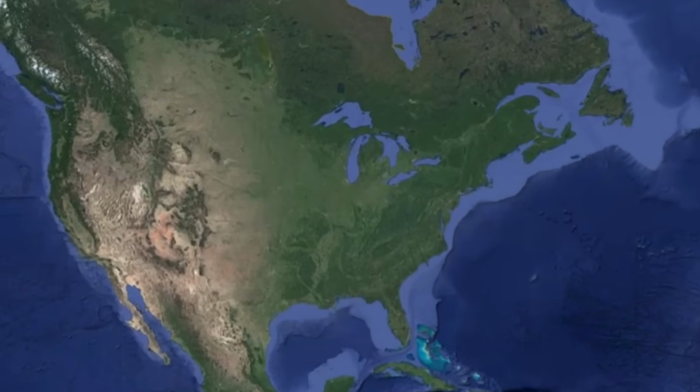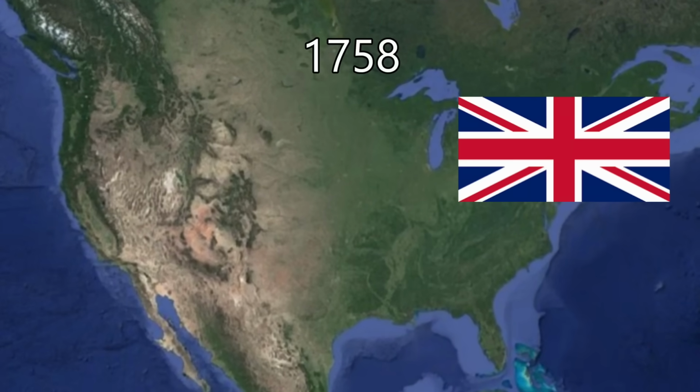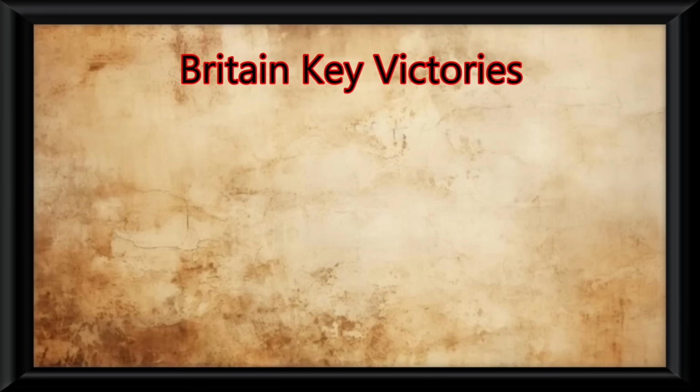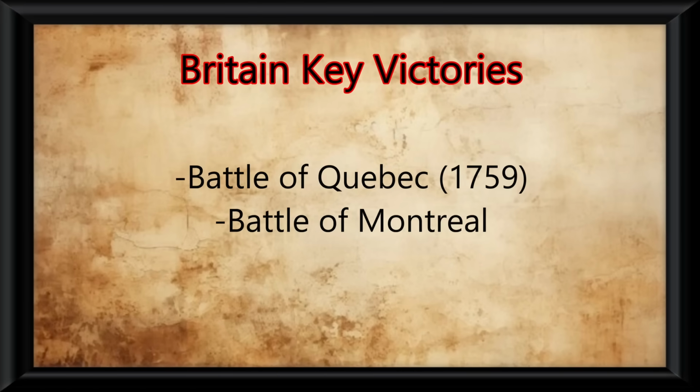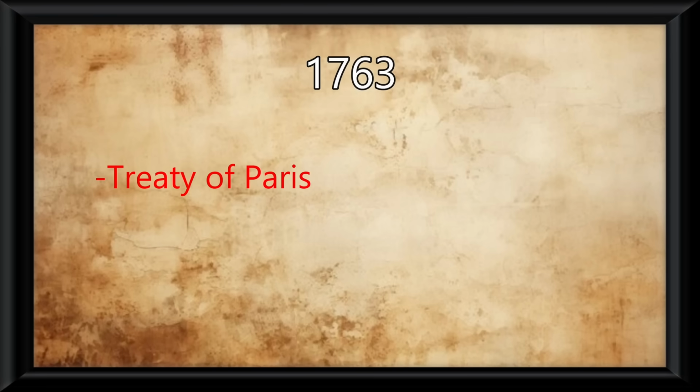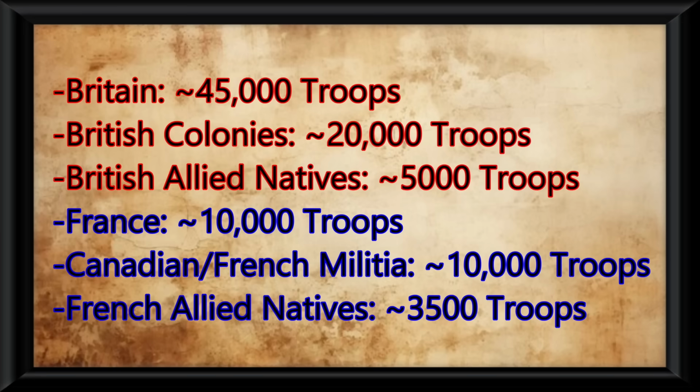However, the tide turned after 1758, as Britain leveraged its superior naval power and resources to gain the upper hand. Key victories at Quebec and Montreal in 1759 and 1760 were crucial to their successes, and finally in 1763, with the signing of the Treaty of Paris, the war ended. By this point in the war, there were so many more forces than at the beginning.